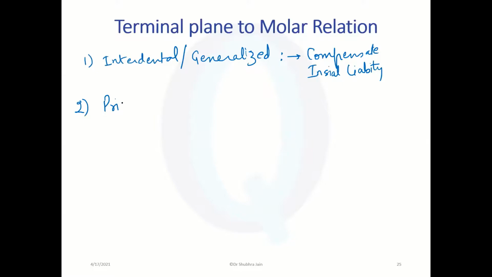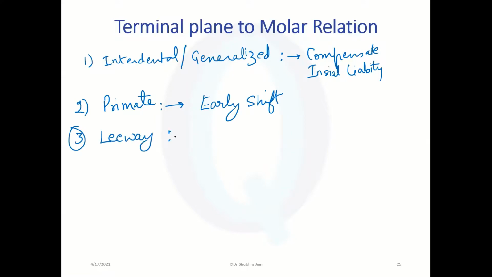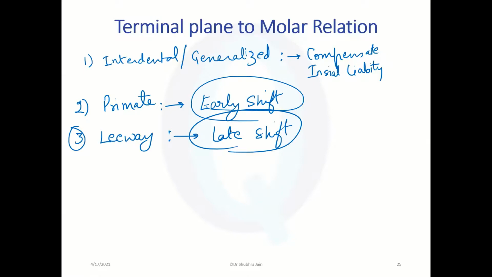What is the other kind of space that we have seen? It is the primate spaces or anthropoid spaces or simian spaces. Primate spaces help in the early transition. It is also called early shift. I'll come again to what is early shift. And the third is the leeway space. Leeway space helps in the late shift. Now, let's discuss what is early shift and late shift.